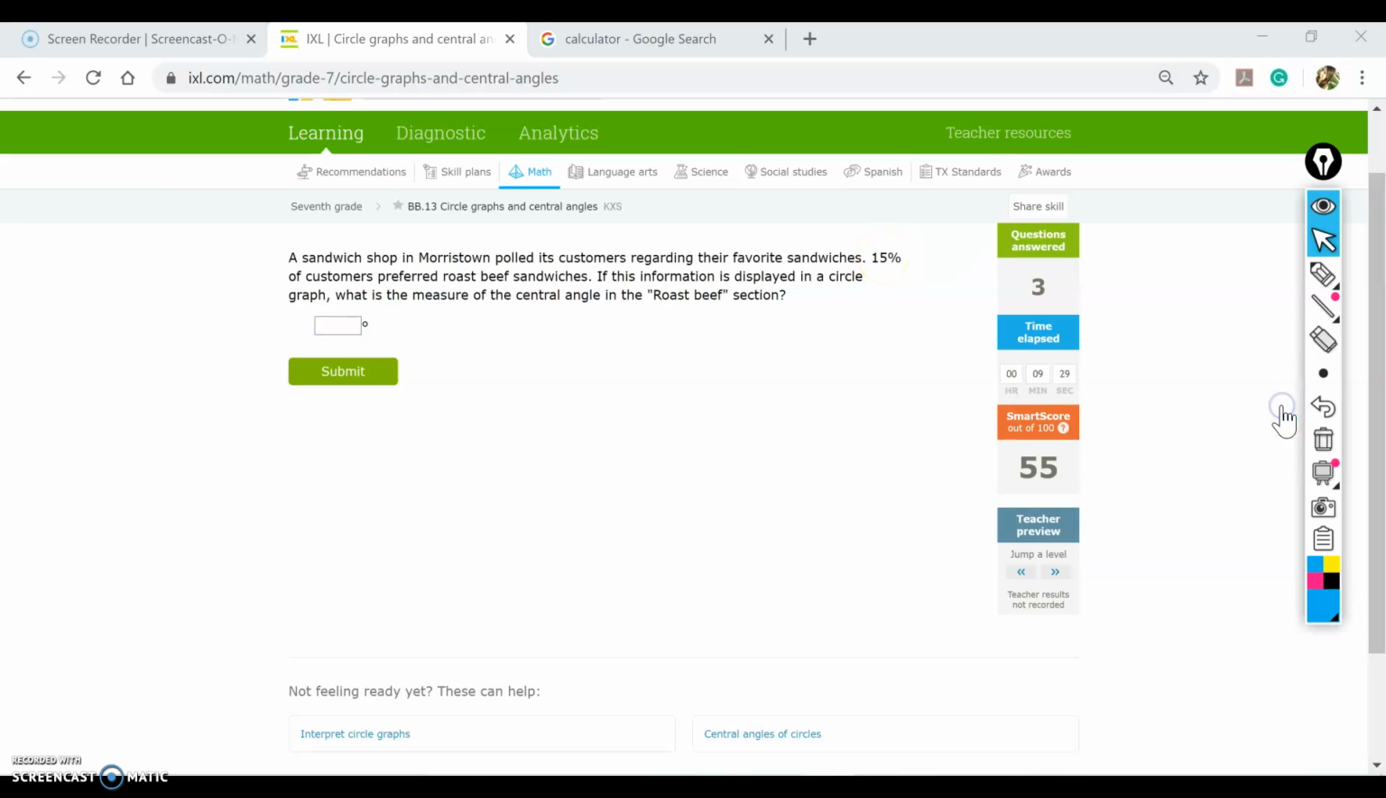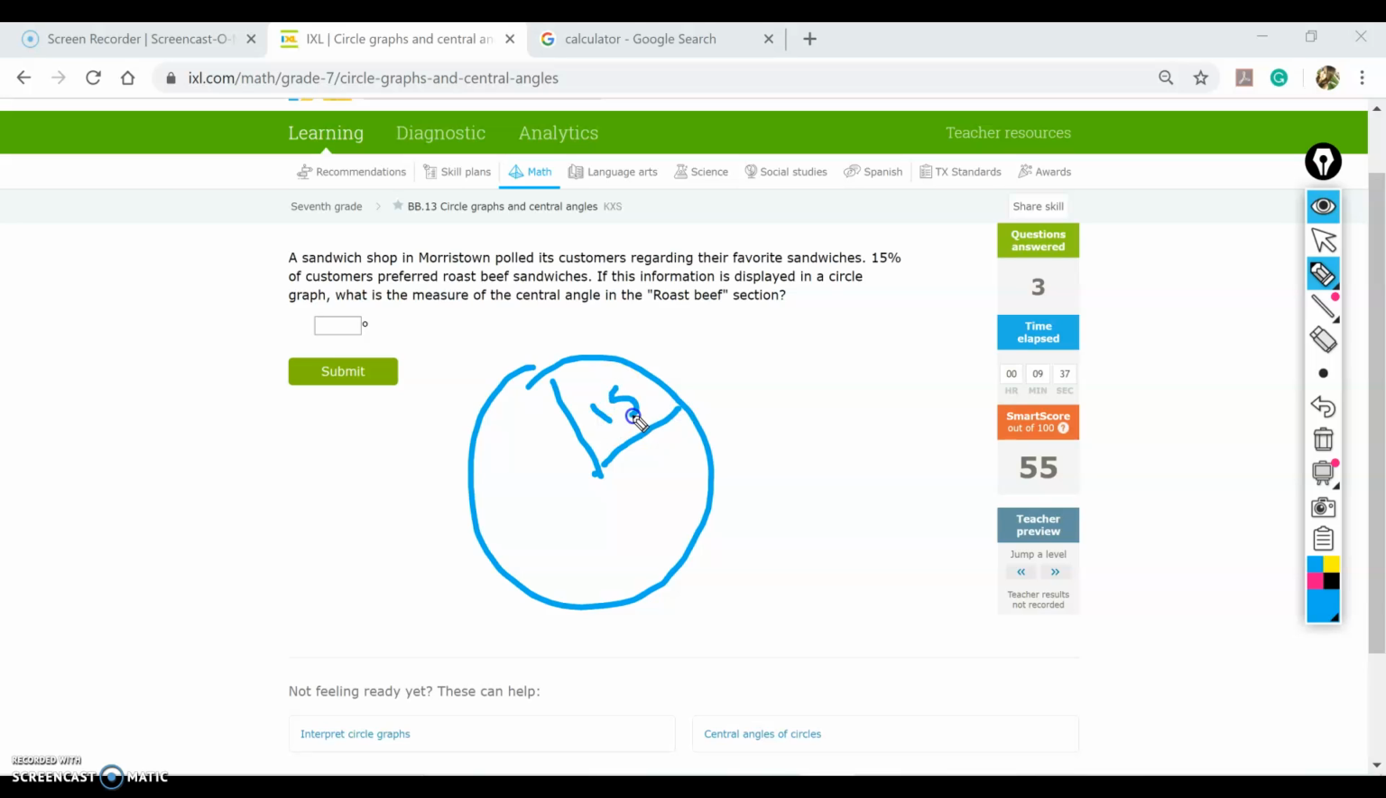If you were to have the circle, it would look something like this, with a little portion like that, and they would say it's 15%, which is exactly the same thing we have done before. I know that whatever angles I have after that one, they will still add to 360. So in this case, I only need to do 360 times 15%, because that 15% is the section they're asking me to find the angle for.